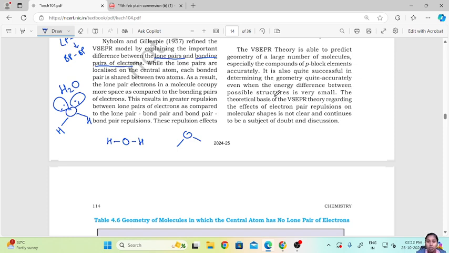Now the theoretical basis of VSEPR theory regarding the effects of electron pair repulsion on molecular shapes is not clear and continues to be a subject of doubt and discussion. It has not been explained properly, so it is still a subject of doubt and discussion. There is still work going on on the VSEPR theory.